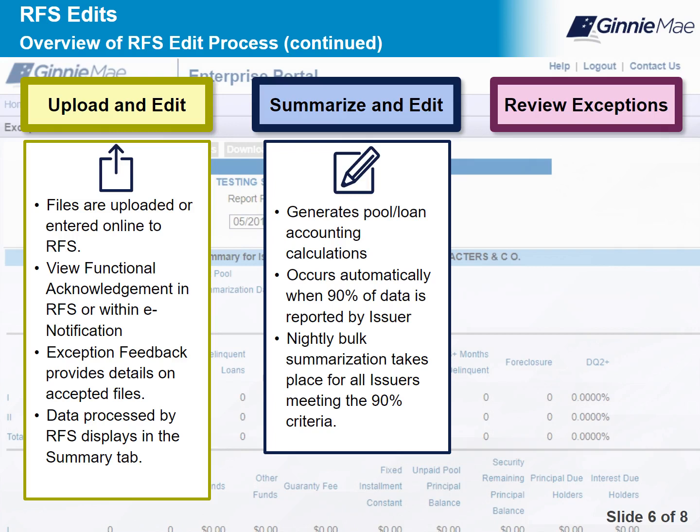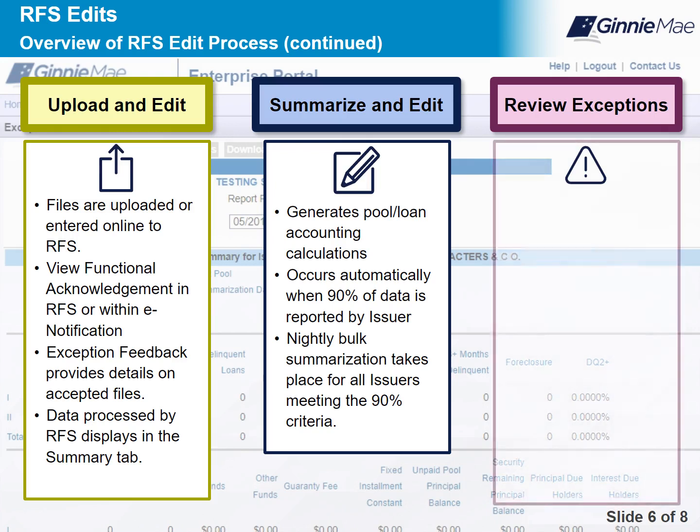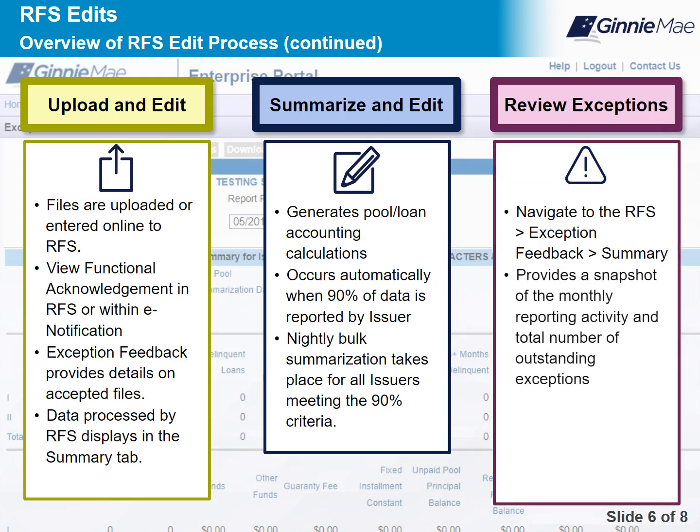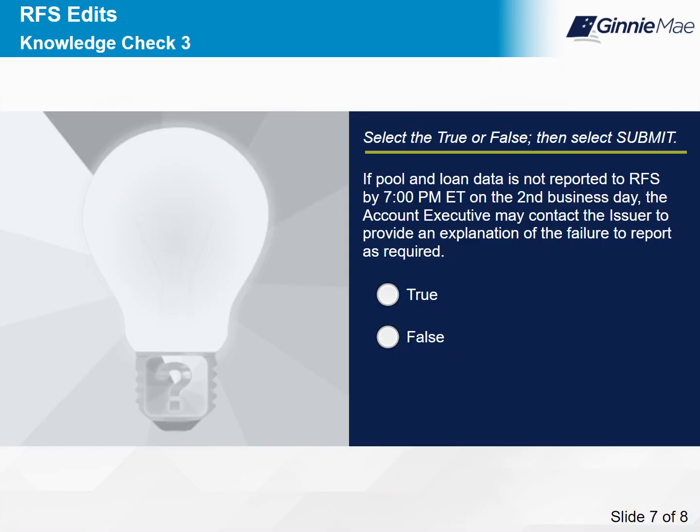In Step 3, the issuer should review their exception feedback by navigating to RFS, selecting Exception Feedback from the drop-down menu, and then selecting the Summary tab. This screen provides a snapshot of the monthly reporting activity and total number of outstanding exceptions. It is recommended that you download the file and save it in Excel format. Select Next to continue. Now check your understanding.